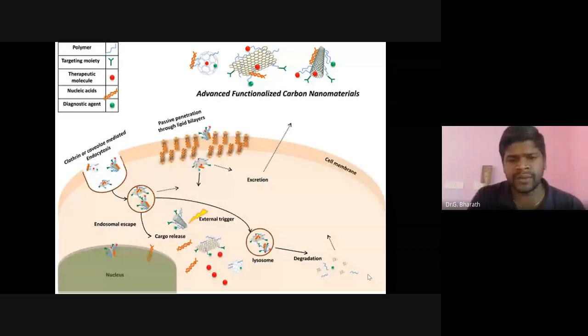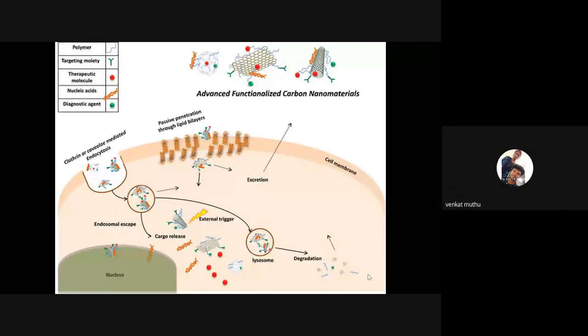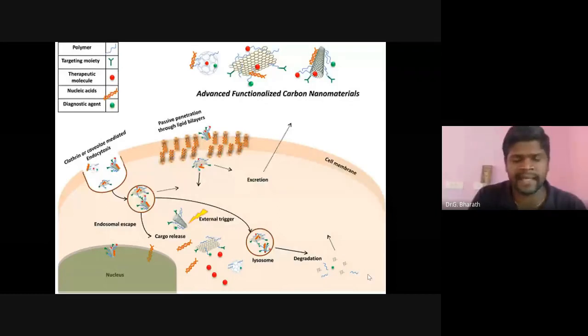Once it has penetrated to the inside, you have to apply an external trigger. For example, with magnetic materials, you may apply a magnetic field to deliver therapeutic molecules. And at the same time, if these materials are photoactive, we may use some external energy, like sunlight or laser or any near infrared wavelength. That type of light you may use to deliver your therapeutic molecules. When you use this type of external trigger, it completely releases your therapeutic molecules, and then especially in the lysosome, it completely destroys the carbon nanomaterials.